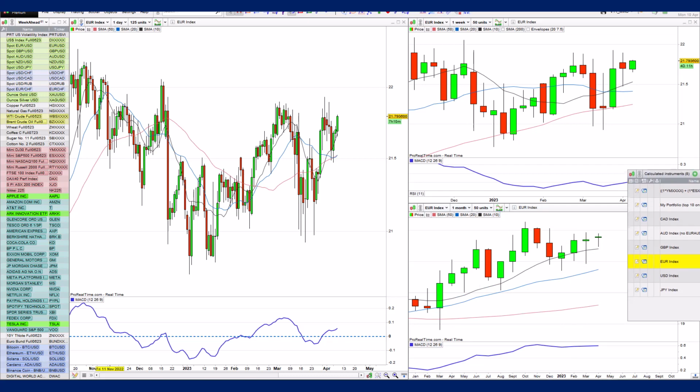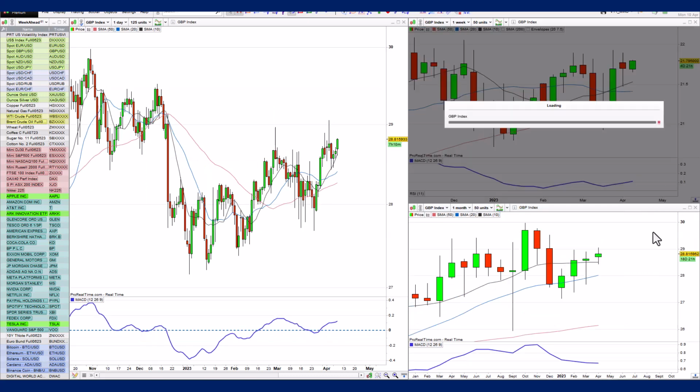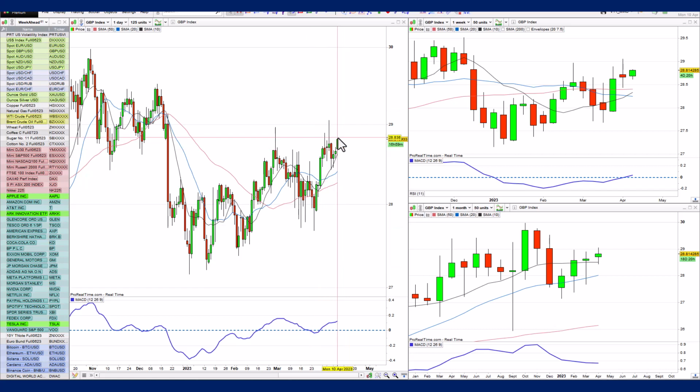Then let's go ahead and have a look at sterling. So let's go look at sterling. Sterling is also strengthening a bit. So we know the pound pairs are potentially pushing a little bit higher, but also in an area where they've struggled. I want to see them really start to close a little bit higher this week.